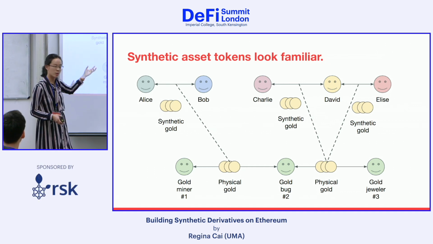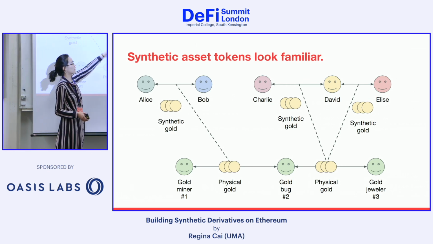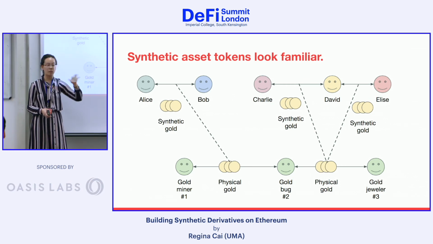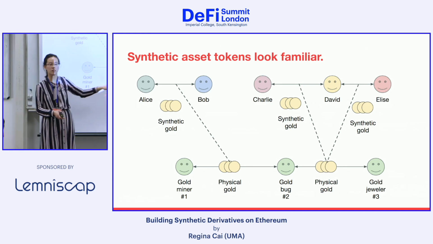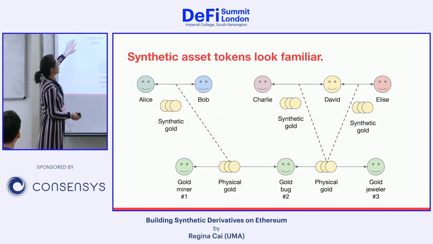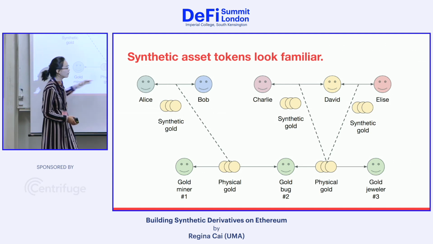And then if they own those synthetic gold tokens, what they can do is Bob can trade them with Alice, or David can trade them with Charlie. Again, remember, none of them actually had to touch this world. They never had to touch the physical world. But they've created synthetic tokens that still give them the price exposure and the risk of this world.